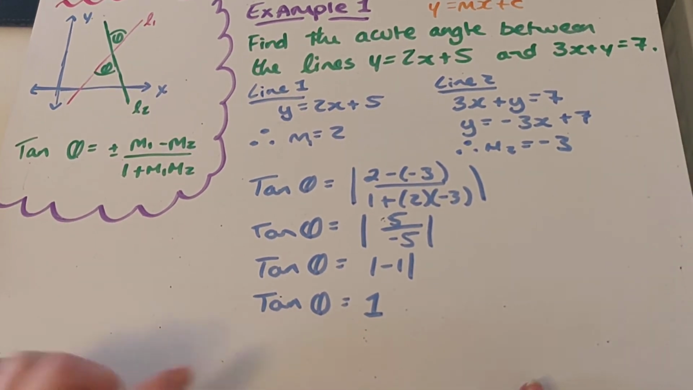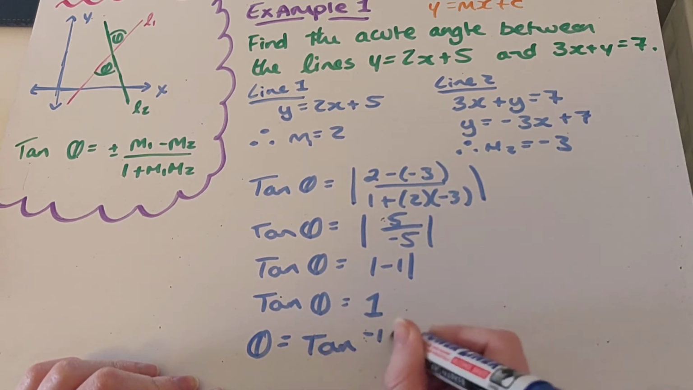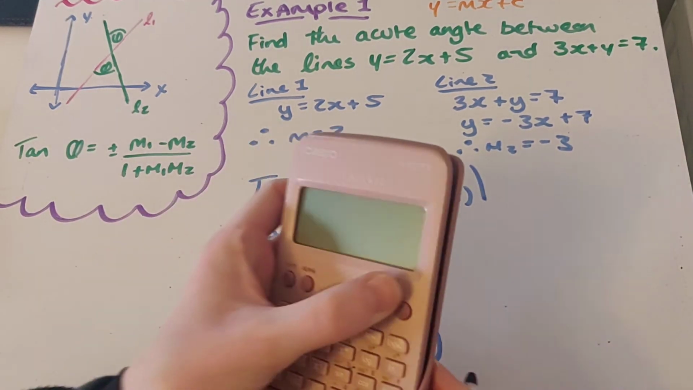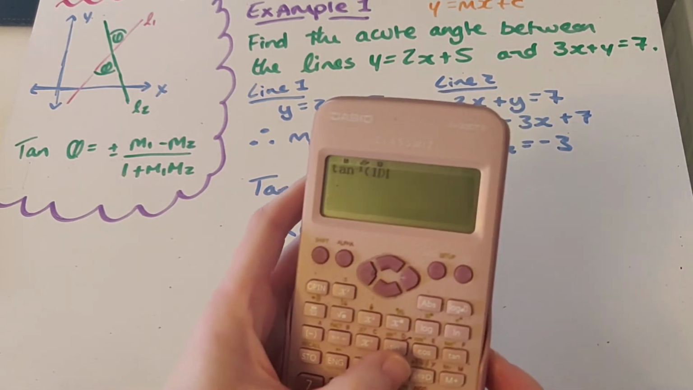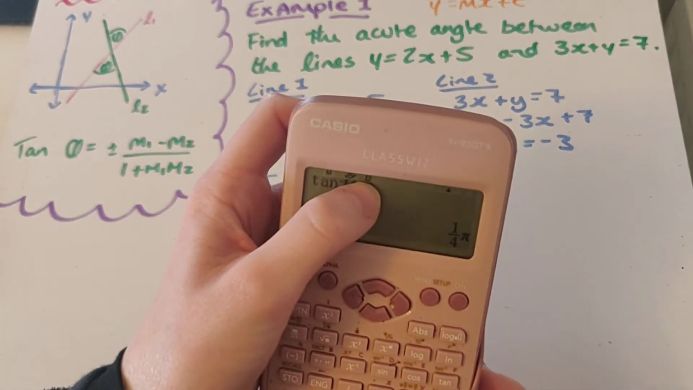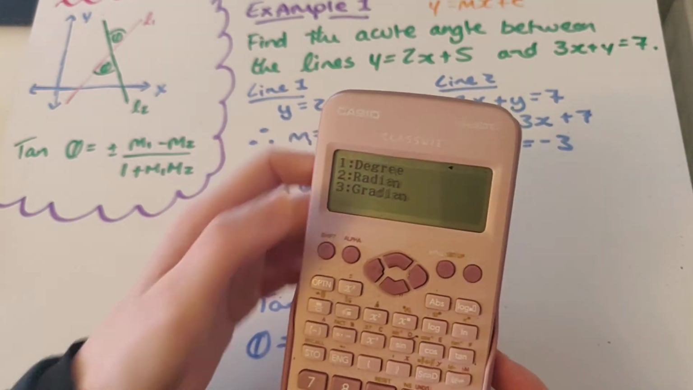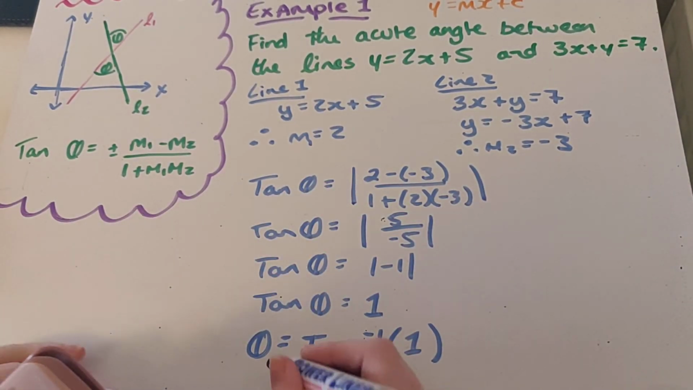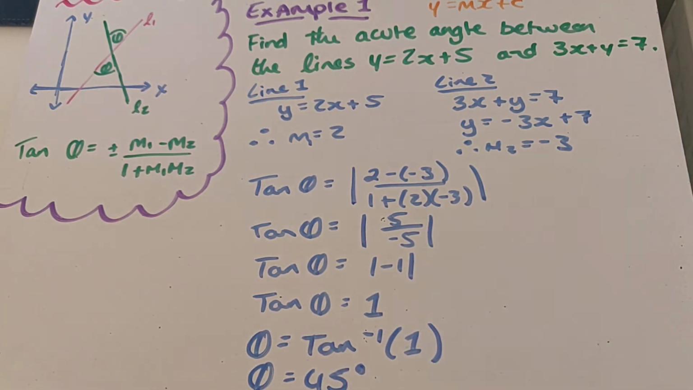Now a bit of revision from the junior cert. To bring tan over, we need to use what's called tan inverse. So theta is equal to tan inverse of 1. And to put that onto our calculator, what we're going to do here is shift and tan of 1, which gives me pi over 4. Now guys, that's my answer in radians. So we need to make sure here we have a little d up here in the corner. So I'm going to go shift and menu, 2 for angle unit and 1 for degrees. Now when I press it, I can see it's equal to 45 degrees. So therefore theta is equal to 45 degrees, which I know is my acute angle.